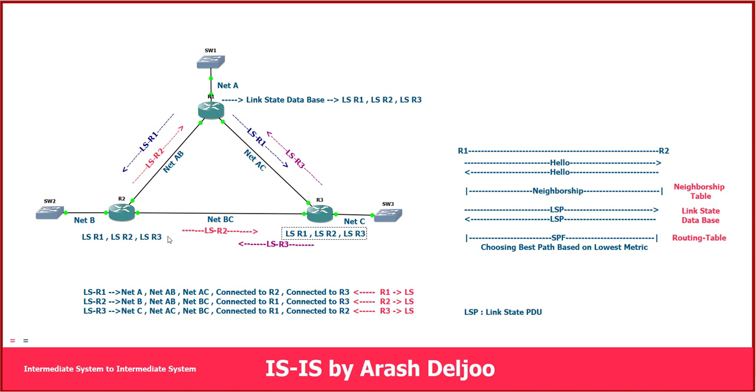And after that, every router can use itself as the root of the map, and with the SPF algorithm, shortest path first, find the best path to the other networks. For example, assume that R1 now draws this map in its mind. R1 can use this map to find the best path to net B with the SPF algorithm, shortest path first, choosing the best path based on lowest metric.